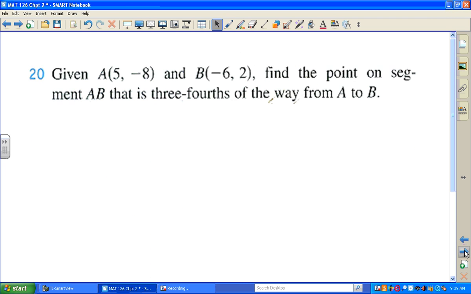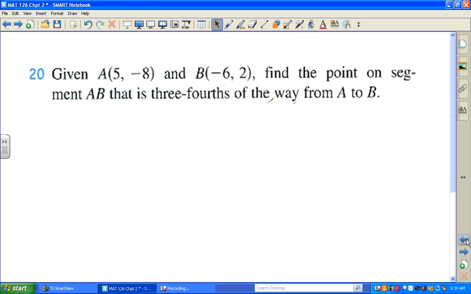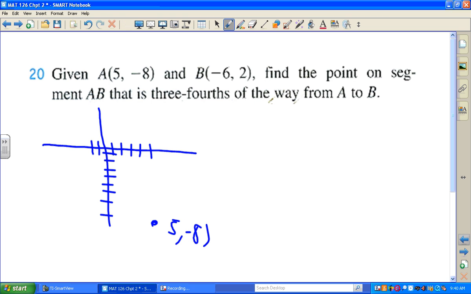20. I like this question. How many more minutes do I have? Somewhere around in here. 5 minutes? All right, let's get this one done. A is 5, negative 8. 1, 2, 1, 2, 3, 4, 5. 1, 2, 3, 4, 5, 6, 7, 8. 5 to negative 8, right? B is negative 6, 2. 1, 2, 3, 4, 5, 6. 1, 2. B, negative 6, 2.